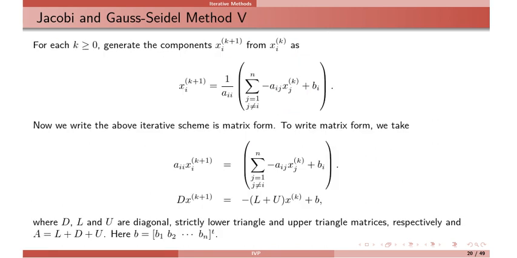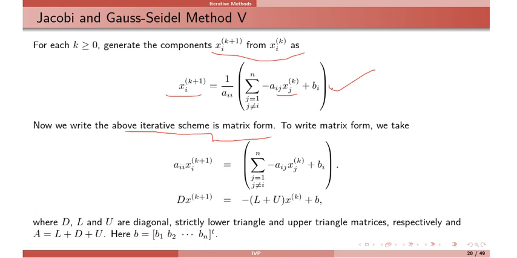Now we write the iterative scheme. Put a label k plus 1 on the left hand side, and on the right hand side put a label k. That we do in any iterative technique. Now we write this iterative scheme in matrix form. So this is the general formula, just we write it in matrix form now.